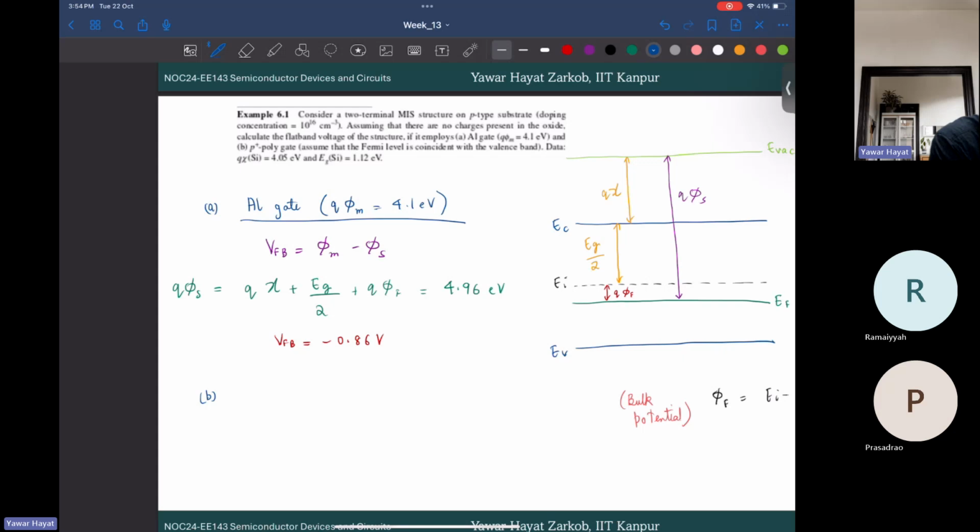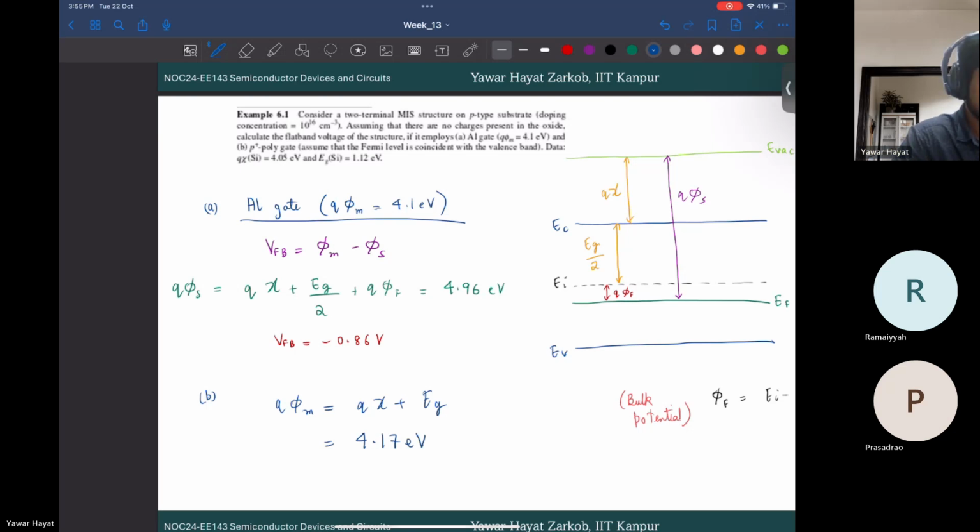So for this one, what is my Q phi m? My Q phi m would be equal to Q chi plus EG. And what is Q chi? 4.05 electron volt. What is EG? 1.12 electron volt. Sum them up. What is the value? 4.17 electron volt, right? So this is 4.17 electron volt.